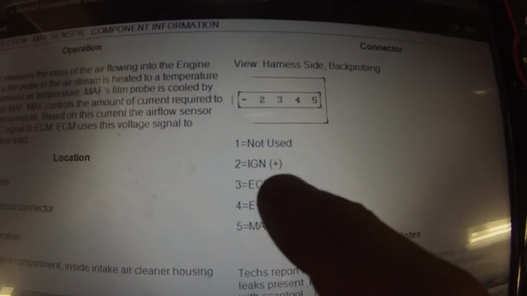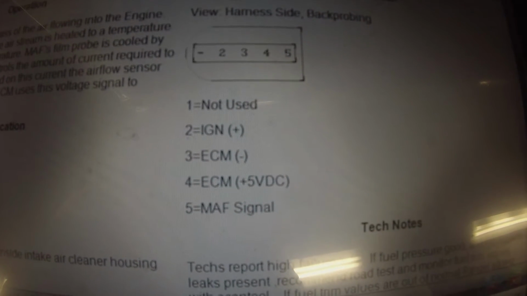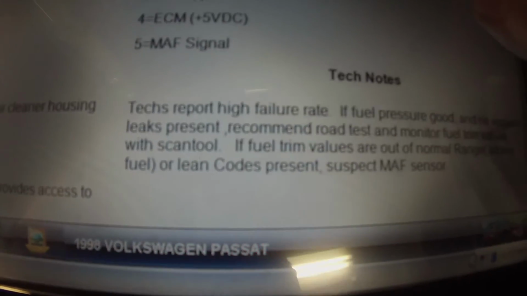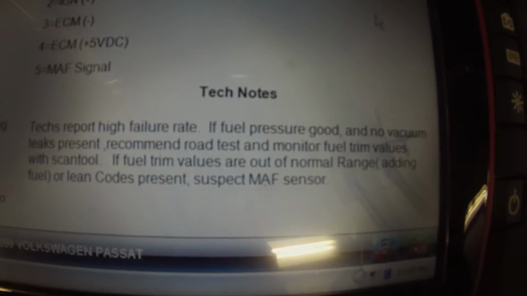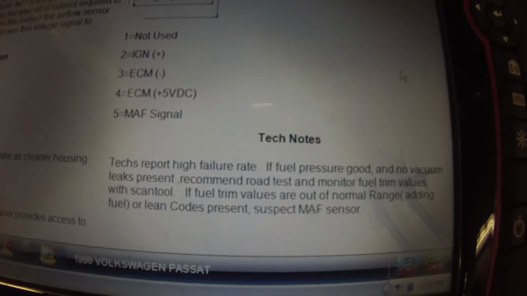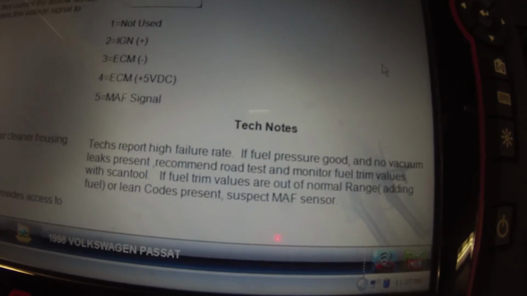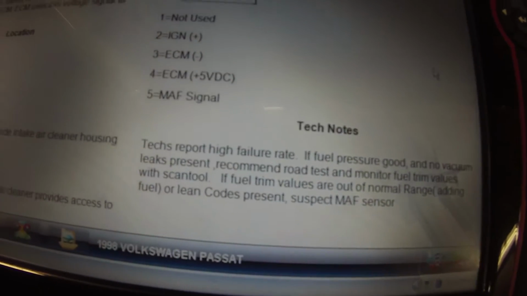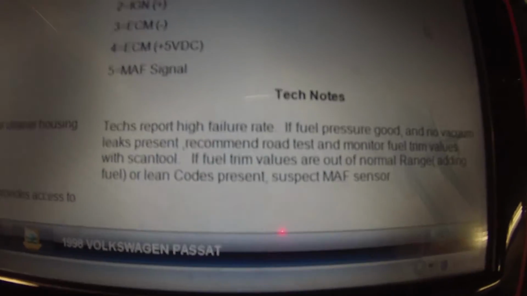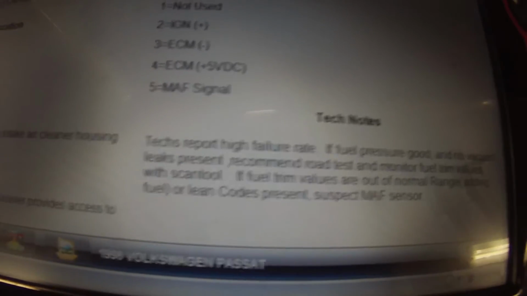Here's a connector. This is just where I'm gonna hook up. So pin 5 is my mass airflow signal, and pin 3 is my ECM negative or my sensor ground. Another nice thing is check notes. Techs report high failure rate. If fuel pressure is good and no vacuum leaks are present, recommend a road test and monitor fuel trim values with a scan tool. If the fuel trim values are out of normal, adding fuel or lean codes present, suspect the mass airflow sensor.